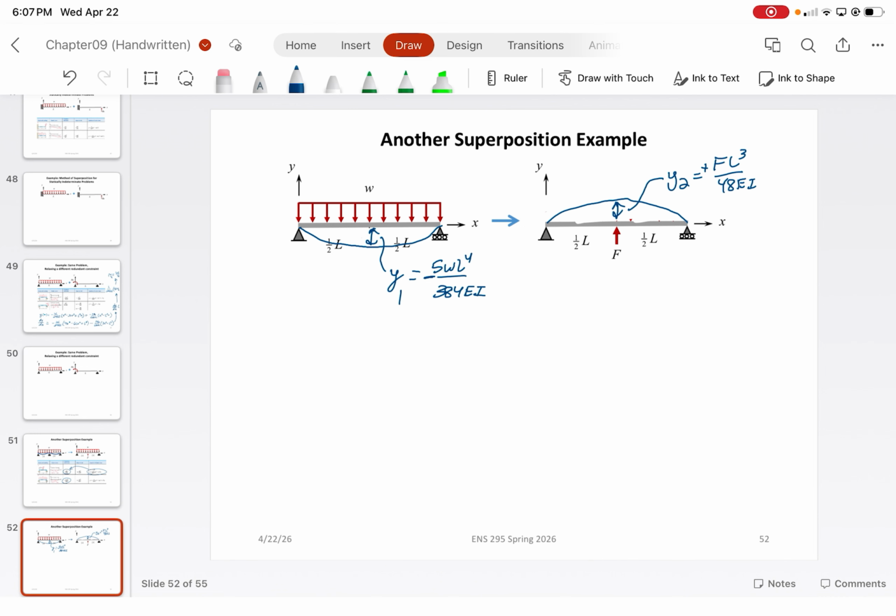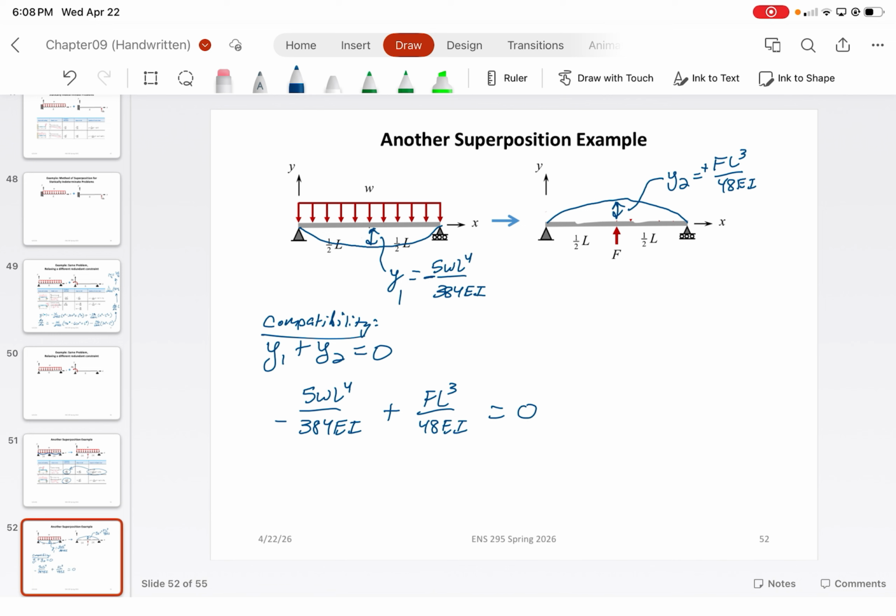All right. Now we know that at that point where the point load has to be applied, because of the fact that the roller is there, compatibility has to be satisfied. So we know that y1 plus y2 has to equal 0. That's compatibility. So we just plug in negative 5 WL to the fourth over 384 EI plus FL cubed over 48 EI, and that's equal to 0.